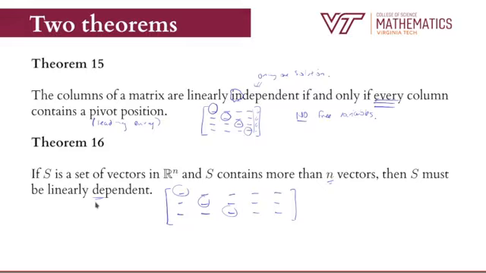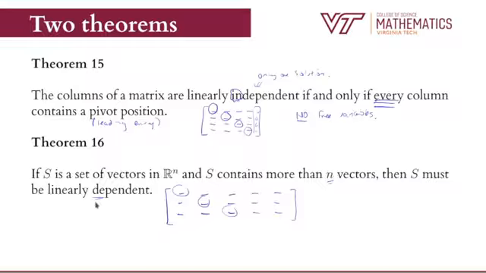I don't even need to row reduce. I can look at that and say, well, it's a 3x5 matrix. There are too many columns, and so it has to be linearly dependent. On a test, you could save yourself a whole lot of time if you recognize that the shape of the matrix is enough to tell you that.